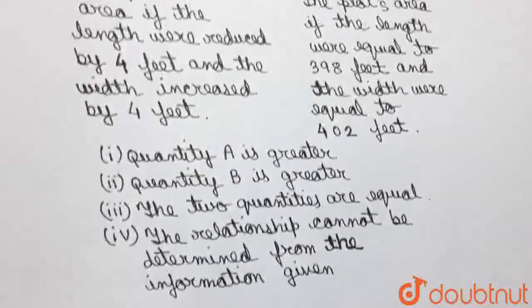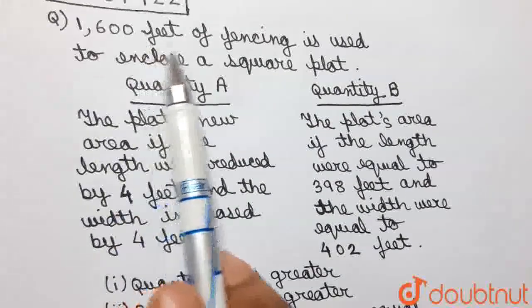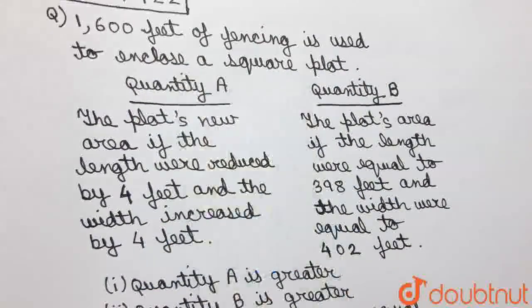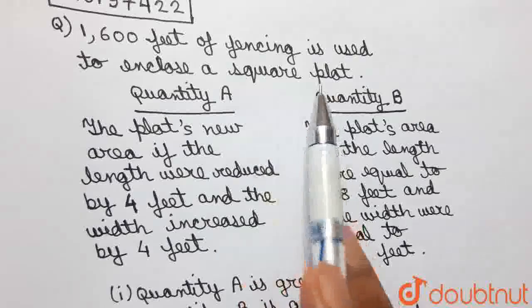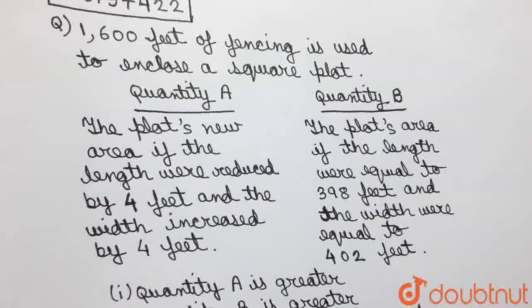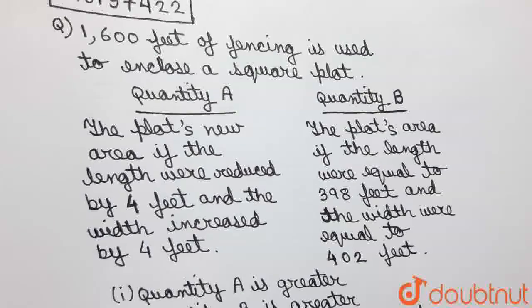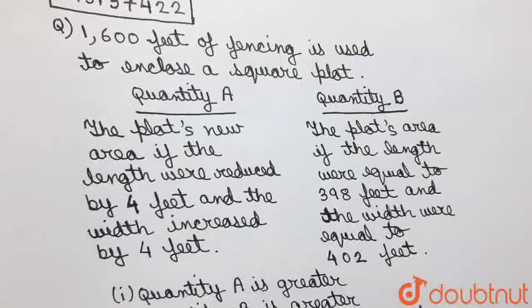Now, the first information that has been given is that 1600 feet of fencing is used to enclose this square plot. Now this suggests that the perimeter of the square plot in consideration is 1600 feet. As we know, the perimeter of a square is 4 times the length of each side of the square. Since the perimeter of this square plot has been given as 1600 feet, we can say that the length of each side of the square plot will be 1600 divided by 4 feet.